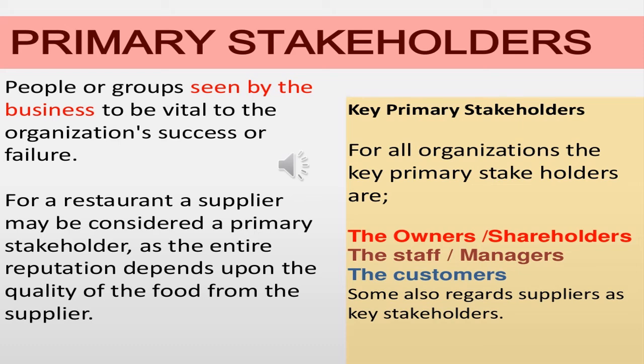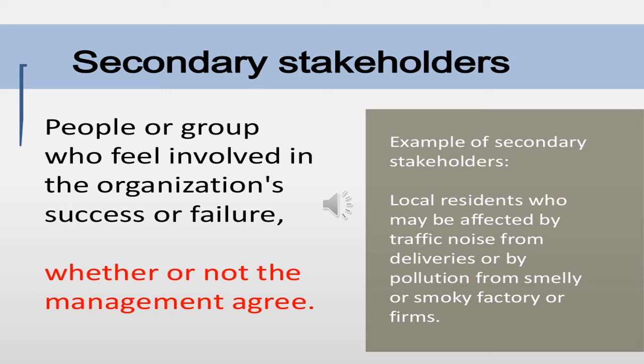supplier. Key primary stakeholders for all organizations are the owners, shareholders, the staff, managers, and the customers. Secondary stakeholders are the people or groups who feel involved in the organization's success or failure, whether or not the management agrees. For example, the local residents who may be affected by the traffic noise from deliveries or by pollution from smelly or smoky factories or firms. Some examples of secondary stakeholders are government, media, local community, and general public.